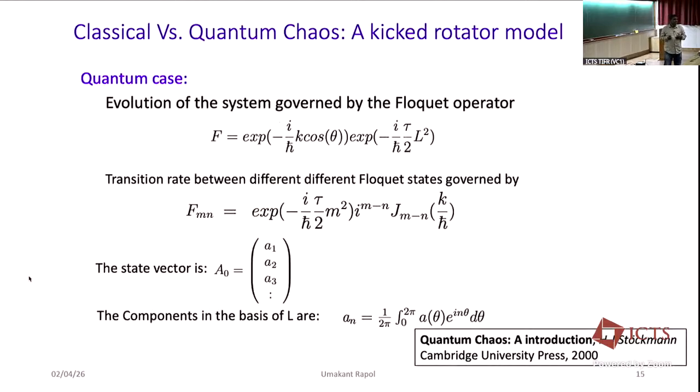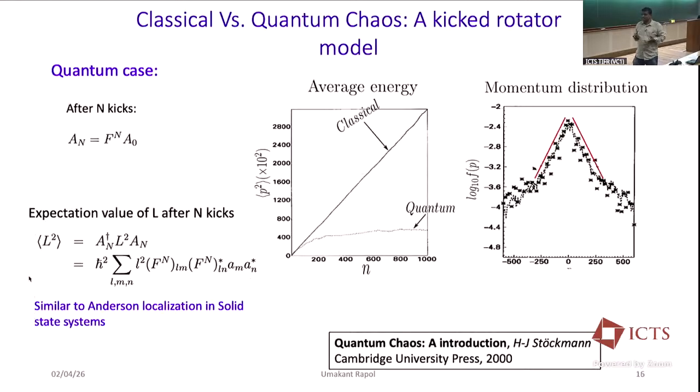One can calculate the energy growth of such a system by looking at how the system evolves under this operator called a Floquet operator, which is this periodic kicking of the system. And you calculate the transition rate from different states that the system is allowed to move in this phase space. Then something interesting comes out.